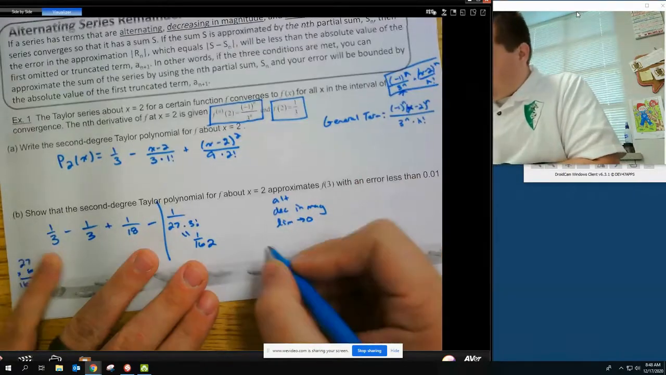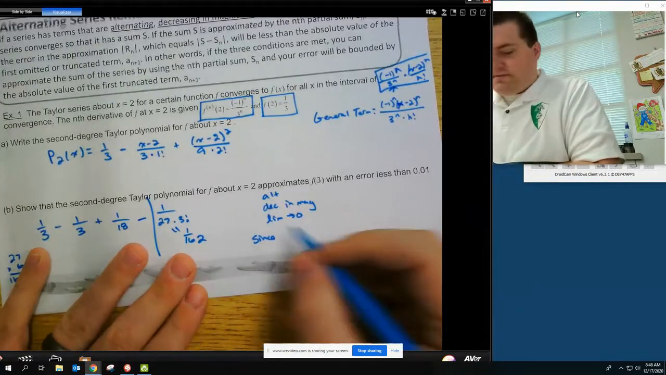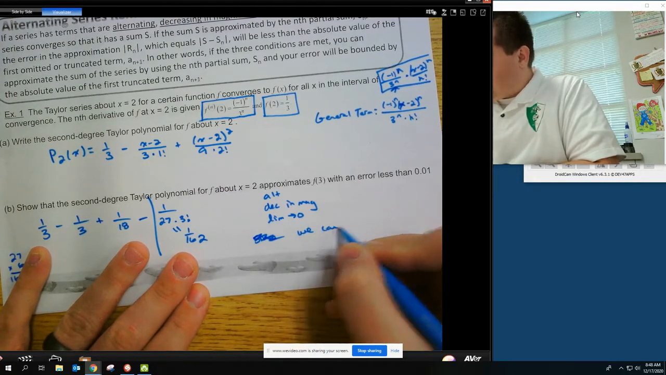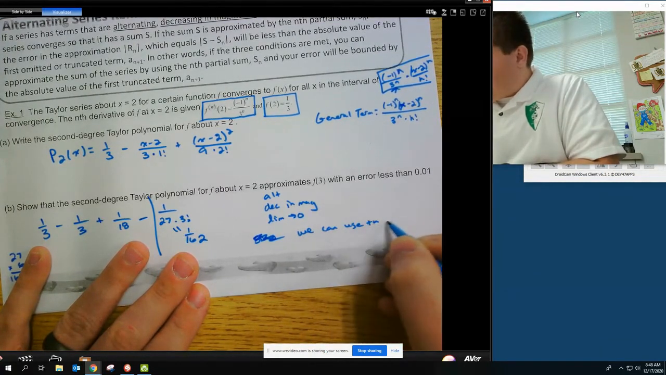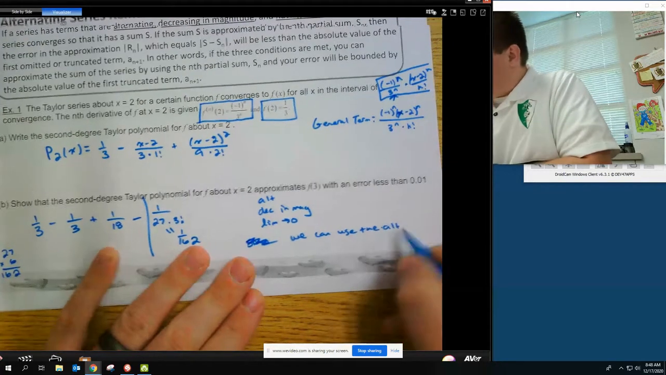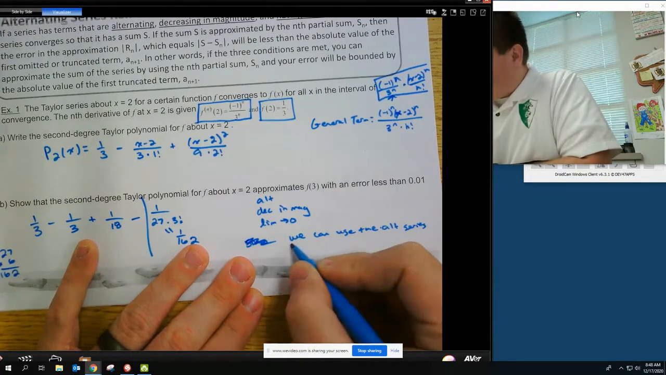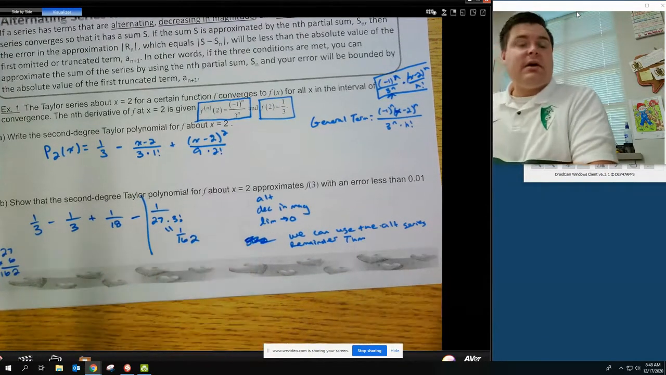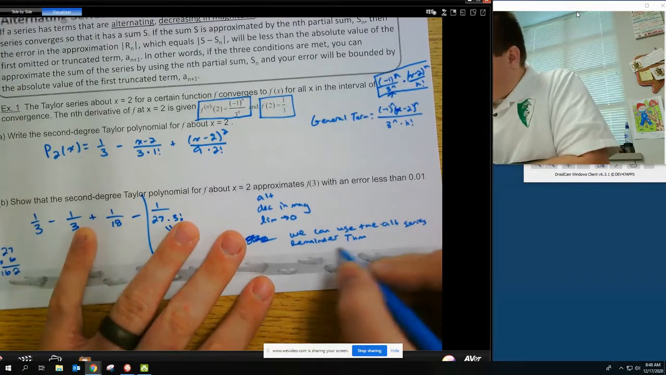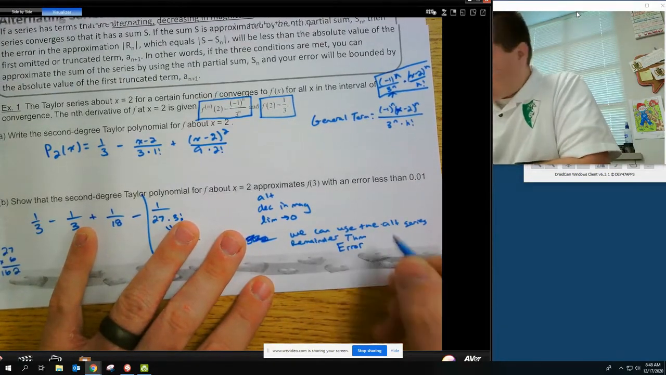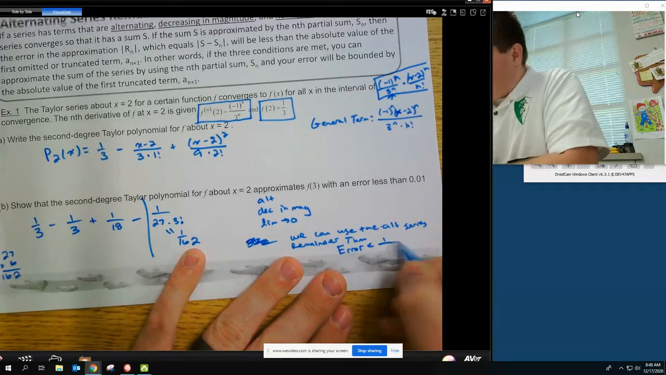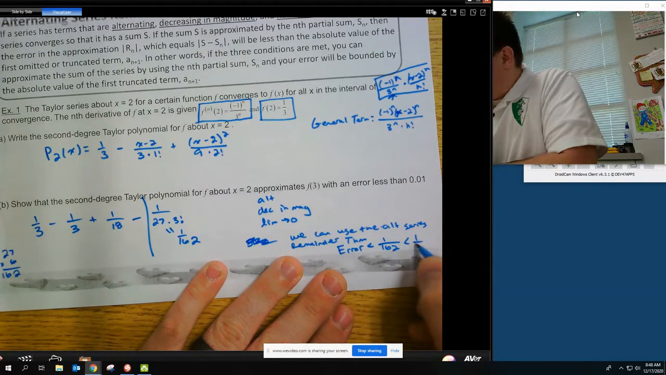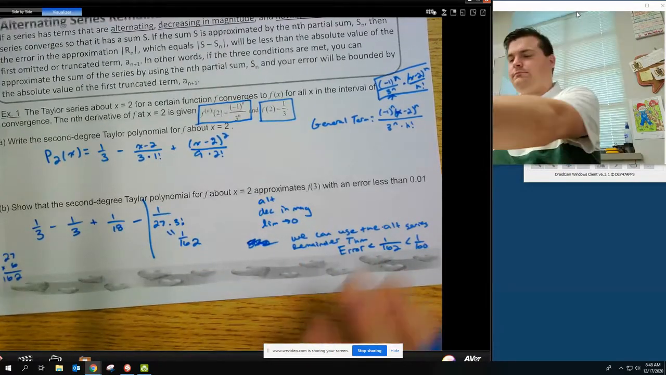So I can use the alternating series remainder theorem to show that the error is less than 1 over 162, which is less than 1 over 100. All right, so we just showed that. That was not new.